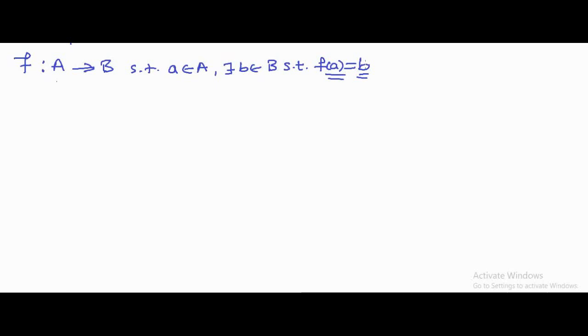Here, in the book of Hustin, the notation of a function, instead of f of a, we are going to write in a different manner. Instead of f of a, if T is a function, we write it as (a)T like this. So this is also a function.